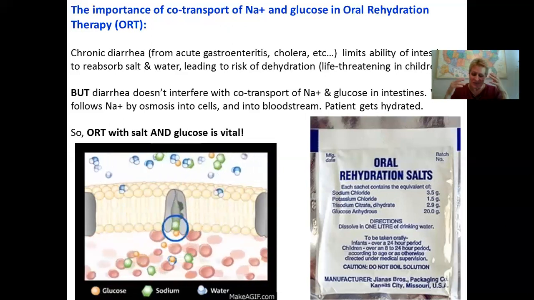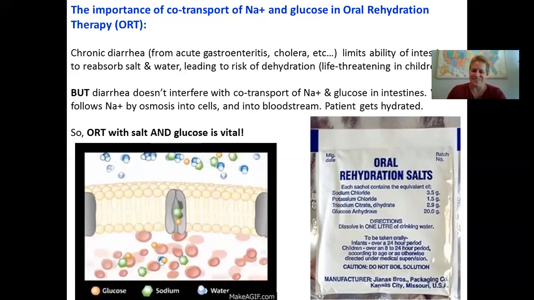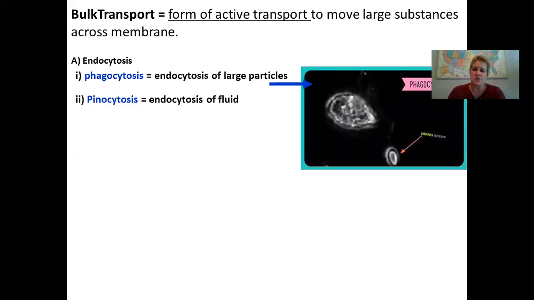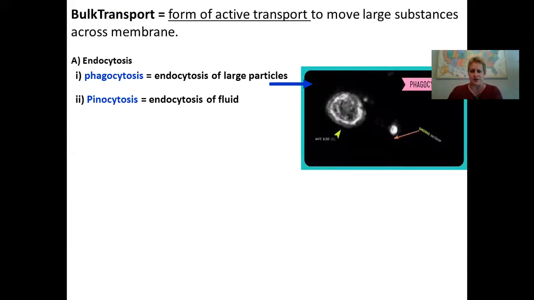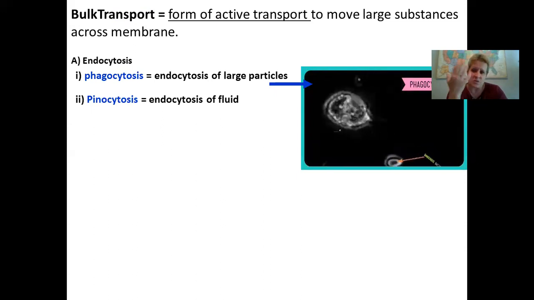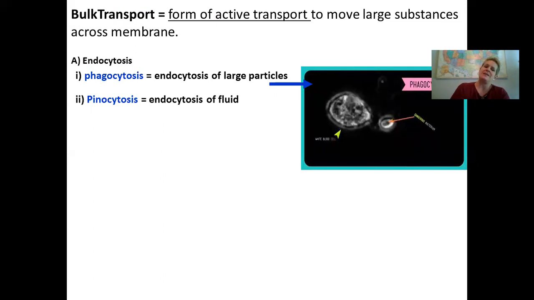Okay, so is this whole cell transport thing important in human health? Sure is. All right, okay. So bulk transport. This is the movement of large substances across the membrane. It's going to require active transport, and I'm going to give you several types. One is endocytosis. Endo means within, and cytosis means cell, so inside the cell. Phagocytosis is the pulling in of large particles into a cell. Pinocytosis is the pulling in of fluid particles into a cell.